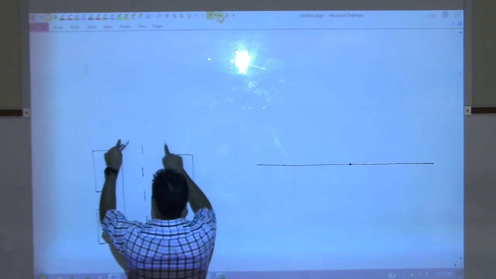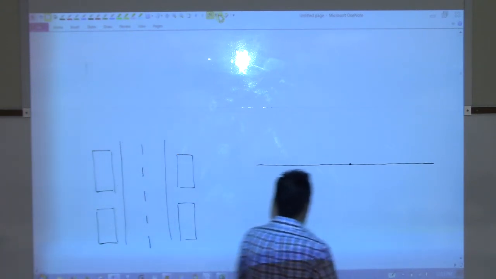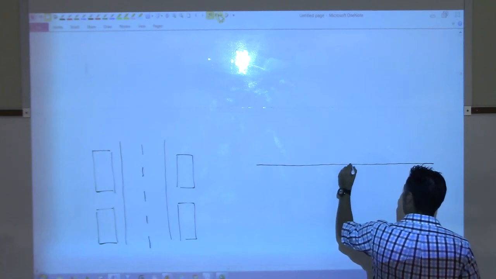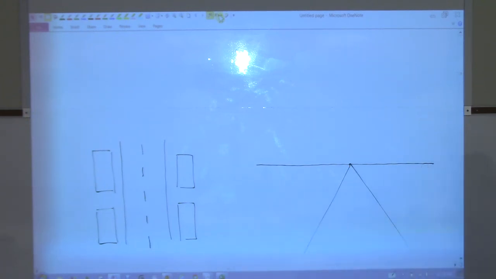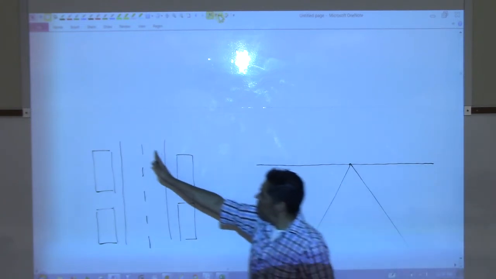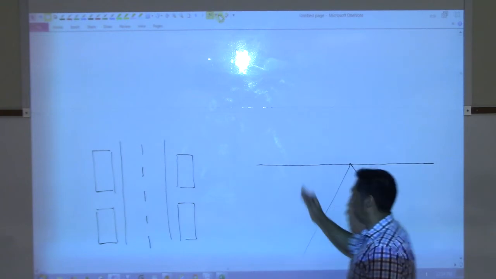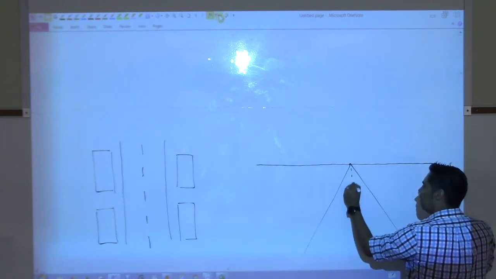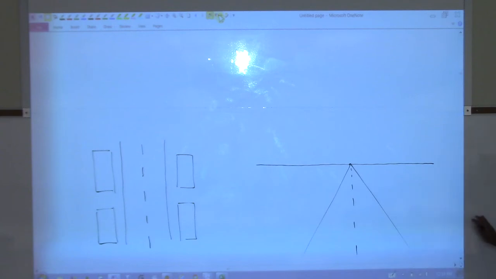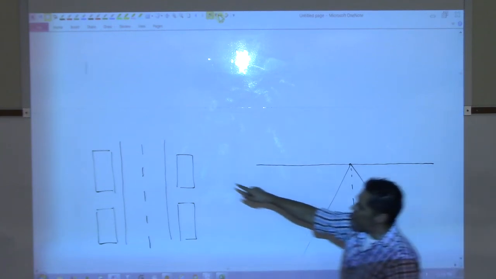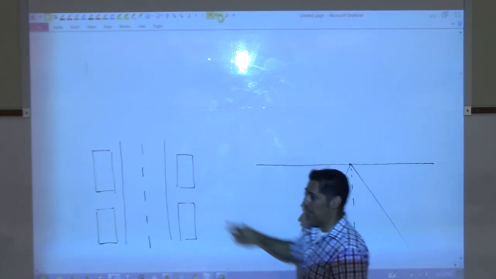So let me start with these two street lines. Those two street lines have to go to that point, right? And then the line in the middle, this dotted line, also has to get there. And then the edges of these buildings also have to get there.